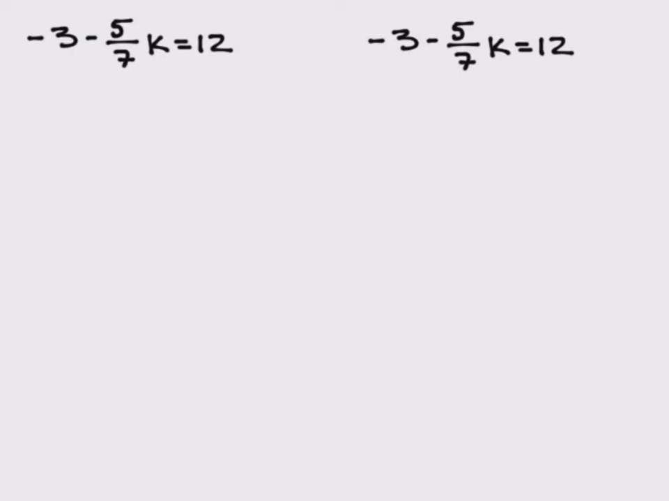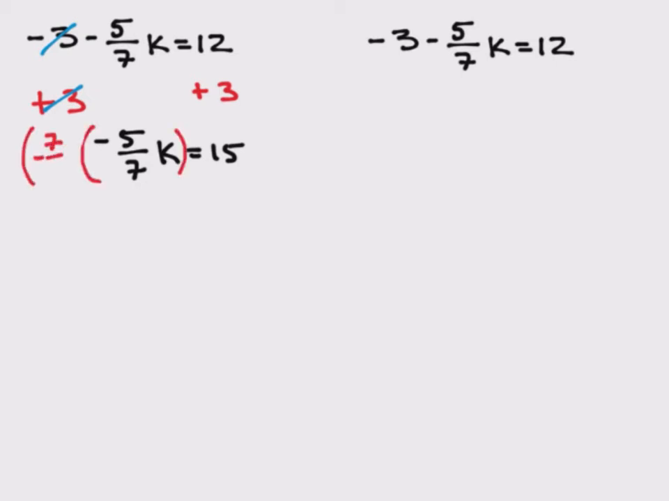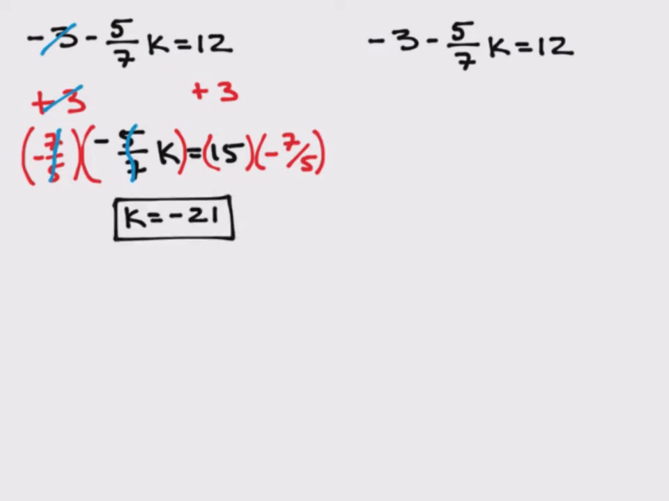All right, so per usual, the first thing we want to do is isolate this -5/7 k and have just a number on the other side of the equation, because once we're there, we'll absolutely be able to solve it, no problem. So to do that, let's add 3 to both sides of the equation first. Now all we need to do is multiply both sides of the equation by the multiplicative inverse of -5/7, namely -7/5. All right, not so bad. We found our solution, k equals -21.